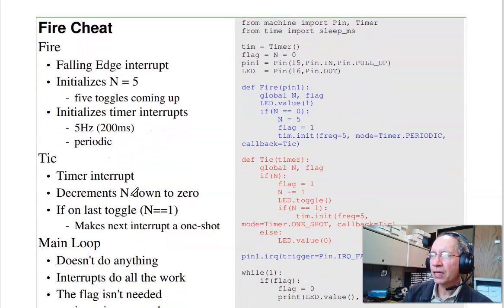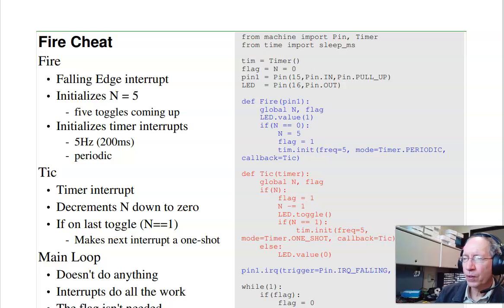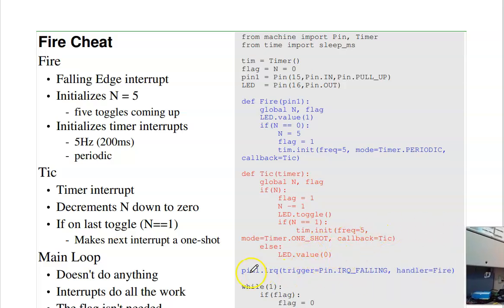So to do that, I am going to have a falling edge interrupt, like we did in the last lecture. That's the part in blue. When I press the button, it triggers the subroutine fire. Fire then sets up a counter. If n is equal to 0, it resets it to 5. That's how many toggles I'm going to get.